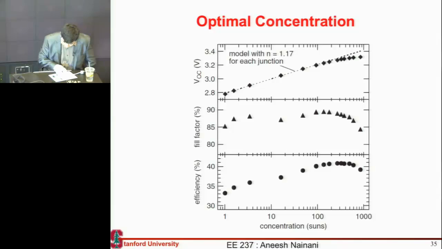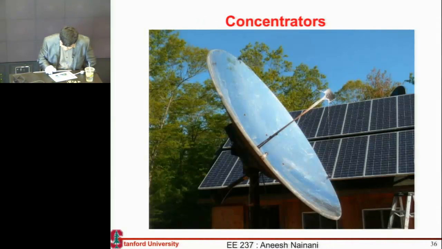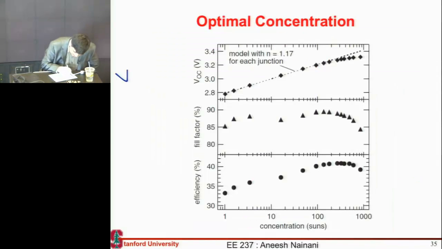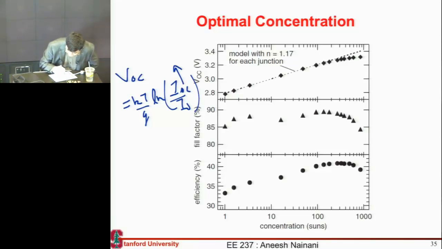Okay, so actually, let me end with this. Another thing which is really important for these cells is concentrators. So these cells work best if you use them with a concentrator, just because your open circuit voltage increases with the concentration. Your VOC is given by this equation, where it depends upon your short circuit current. So the higher your short circuit current, or the higher your JSC, the higher your VOC.